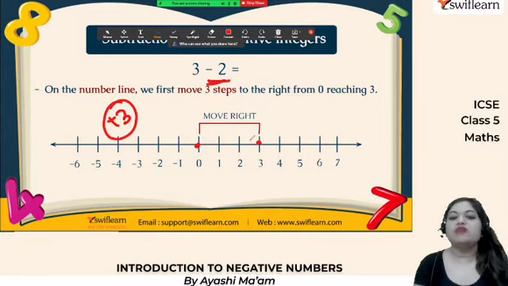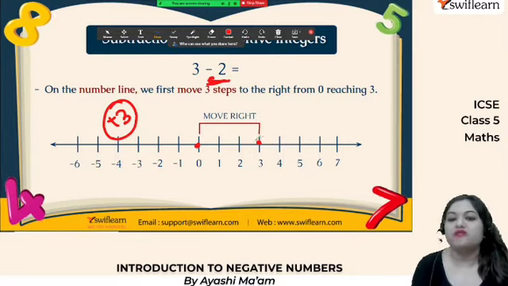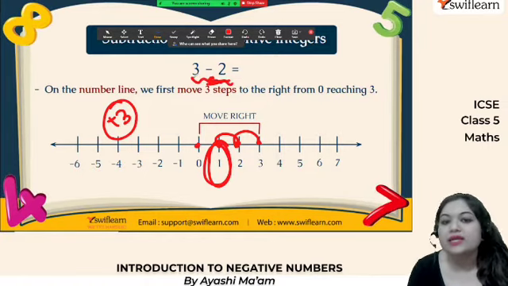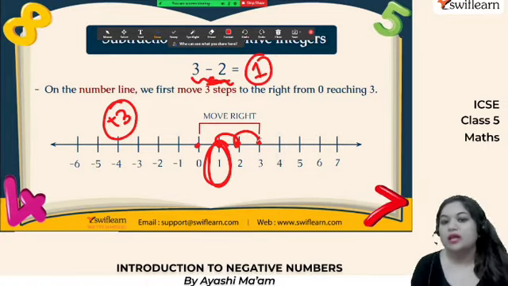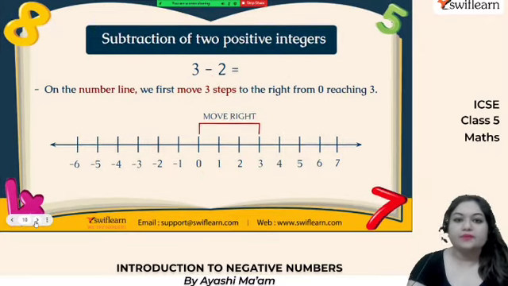From 3, we will move towards the left because there is a minus sign, and 2 steps left. So 1 and then 2. We are stopping at this one. This is how we are getting the answer: 3 minus 2 is 1. This is how we can represent it on the number line.